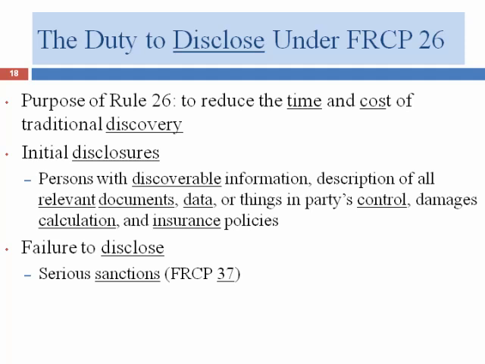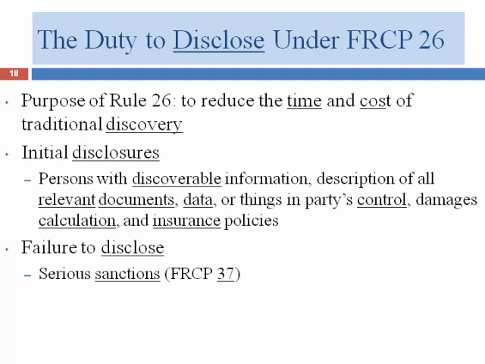This is FRCP, which stands for Federal Rule of Civil Procedure. Federal Rule of Civil Procedure 26 is designed to reduce the time and cost of traditional discovery. Number one, you do not need to know this rule number, so don't feel like you have to commit this. This rule was a change in the discovery process. It requires both sides to make some initial disclosures. So the discovery process actually starts before either side has asked the other side any questions.